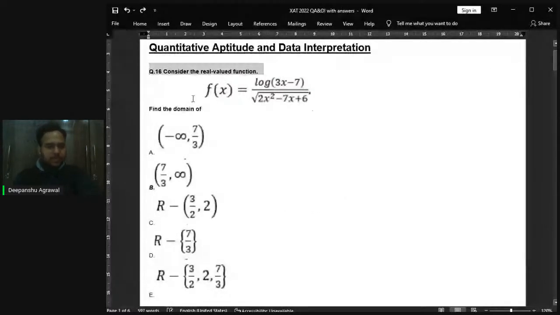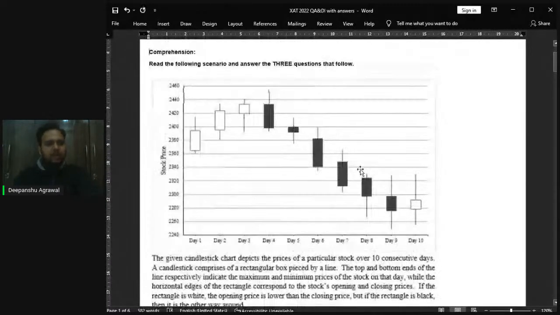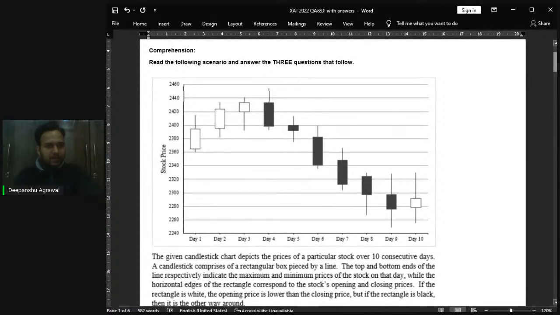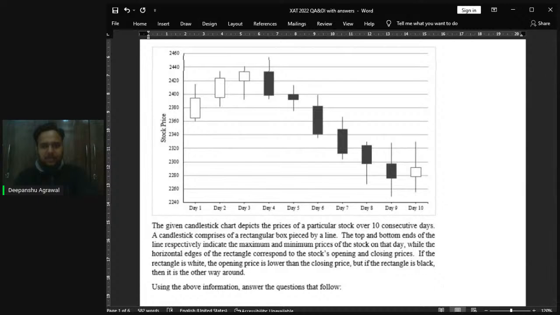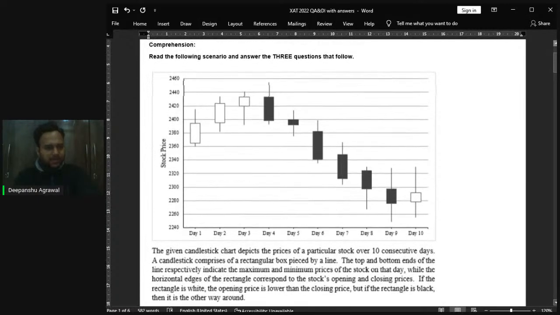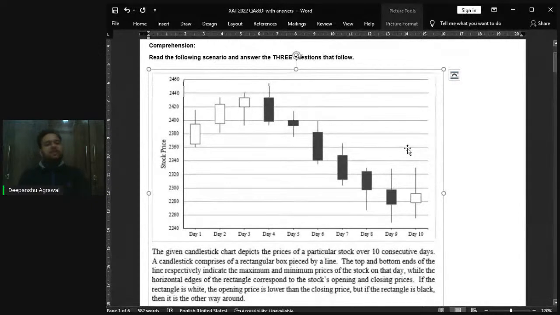Okay, so I'm erasing question number 16, assuming that this is done. Now we are moving to the data interpretation. The questions of the quant section are done. If you have missed the last live session, you can see the recording of that. Yesterday and today we have completed the quant session, and now we are moving to the data interpretation part, right?